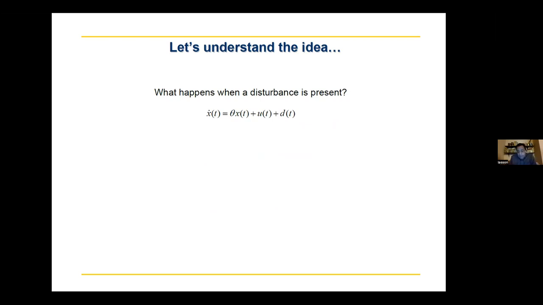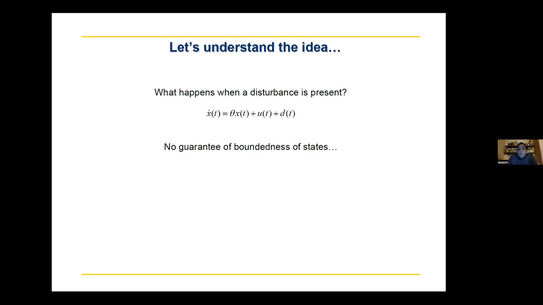But then Miroslav suggested to show this particular result to an expert in adaptive control. And this expert told us, okay, this is a very nice idea, but what happens when you have a disturbance? So you can see here, we have an additive disturbance d(t) added to the differential equation. And in this case, we cannot guarantee boundedness of the states.